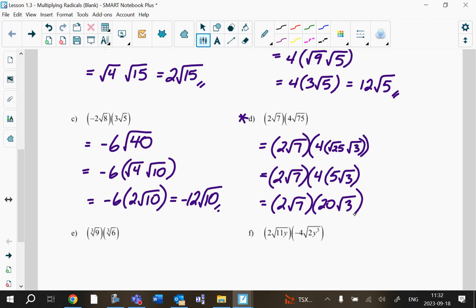40 root 21. That's the answer, because you can't multiply a non-radical and a radical into a single thing.